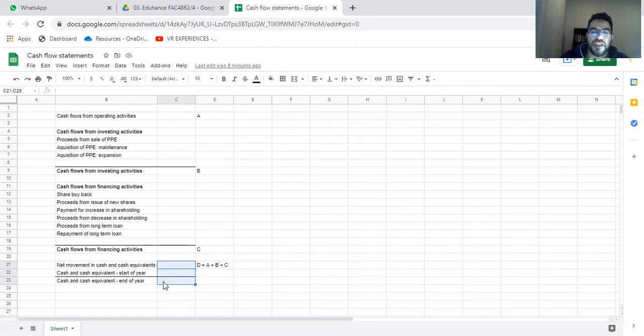The second thing was, and this is where the CTA 2 level students will come in. Remember I told you we're going to insert another line item over here.